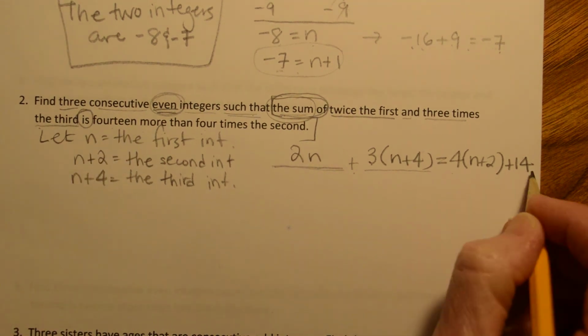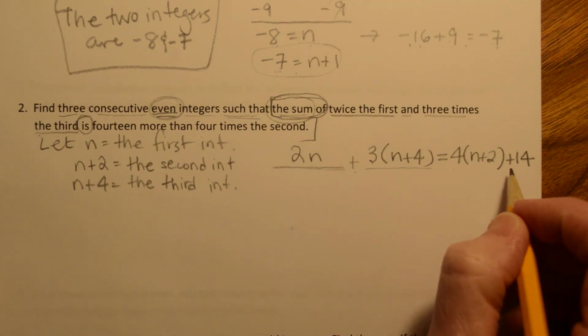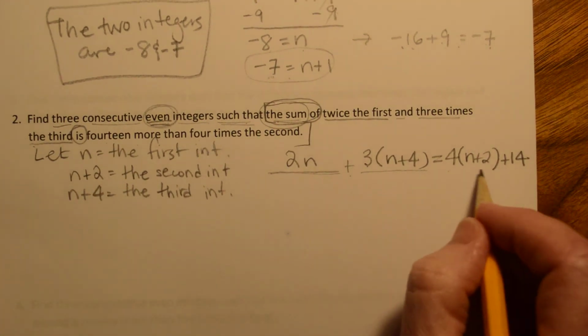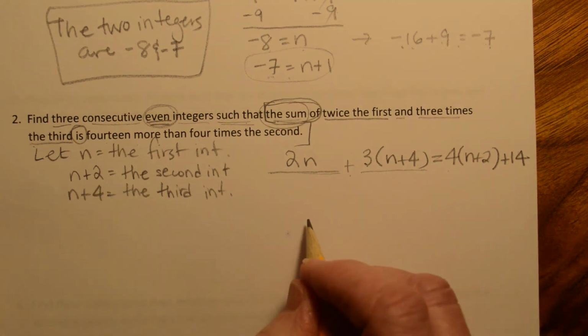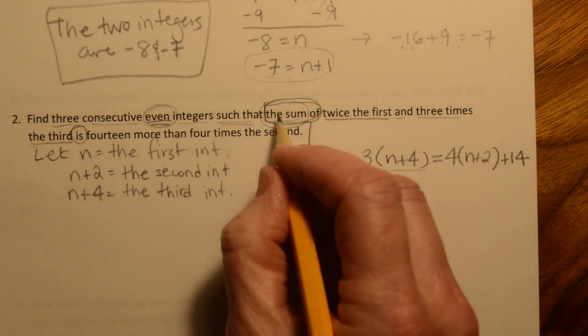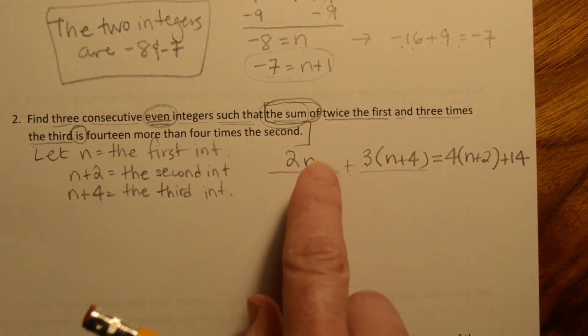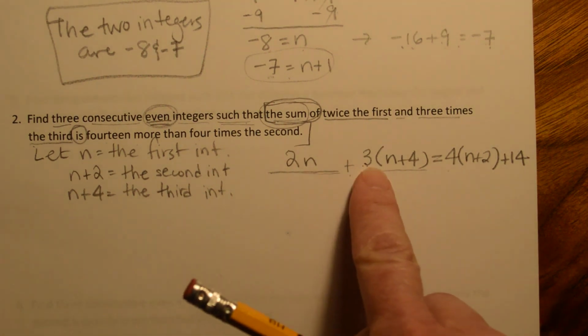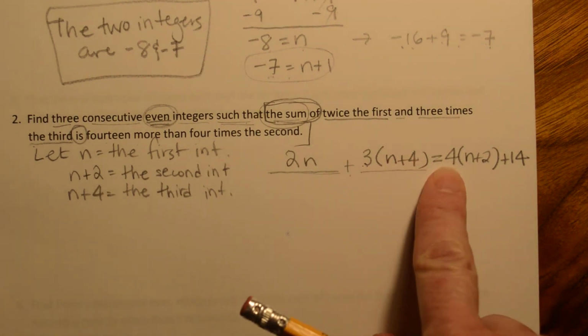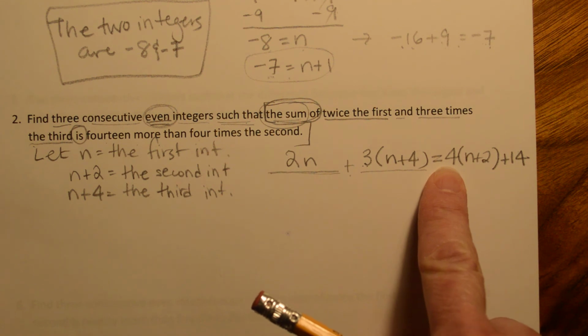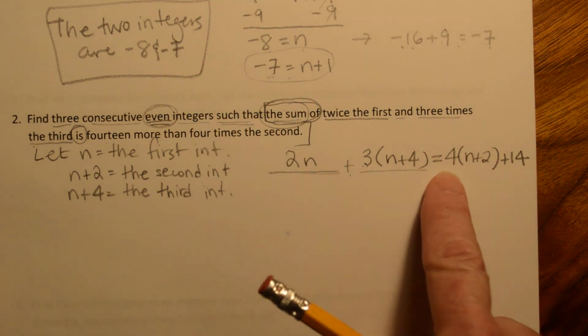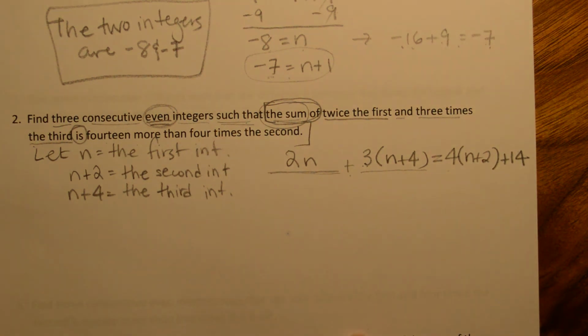And again, I'm asking you to do it in that order because when we get to subtraction, you won't have a choice. So if we get used to it now, it'll be easier. All right, so the sum of, add together, twice the first and 3 times the third, and that is, or is equal to, 14 more than 4 times the second.